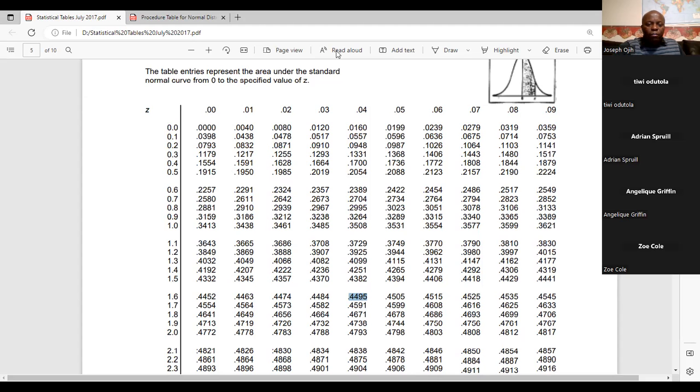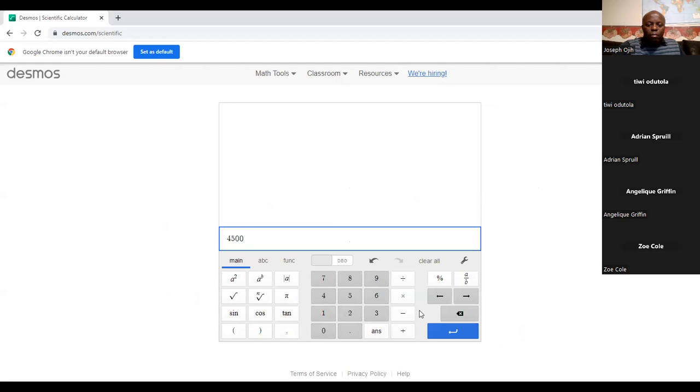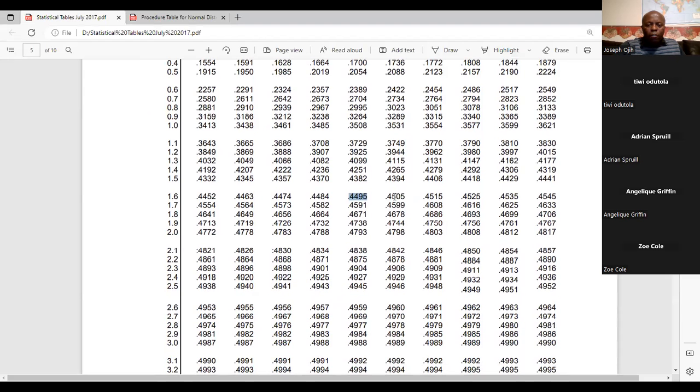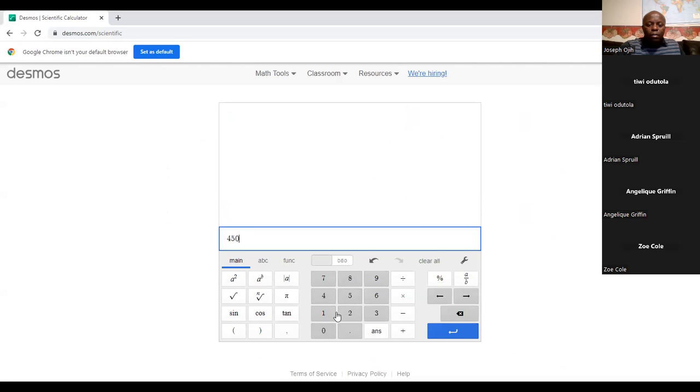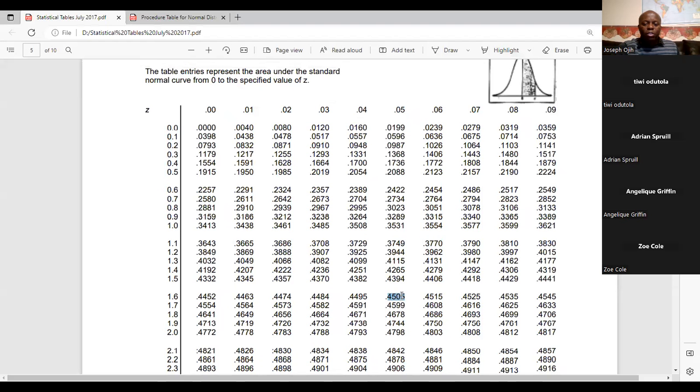4495. If you look at the calculator, 4500 minus 4495 is 5 points away. Now, if we try it with the other number that is closer, say 4505, 4505 minus 4500 is still 5 points. So they are equally close. In that case, if they are equally close, we choose the one that is bigger. So that means this one, 4505.